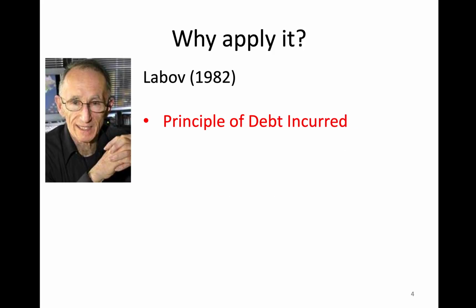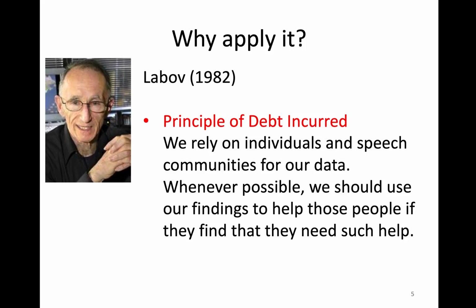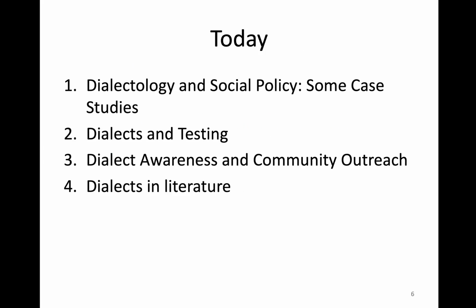And this applies to any academic discipline, really, not just people that would be happy to be referred to as scientists. And the next one is the principle of debt incurred, which applies very especially to social sciences, anything that involves human subjects, really, which is that we rely on individuals and speech communities for our data. Whenever possible, we should use our findings to help those people if they find that they need such help. So it's sort of a reciprocity with the people without whom we wouldn't be able to do any of the work that we actually do. So that's the idea of why we do this kind of thing.